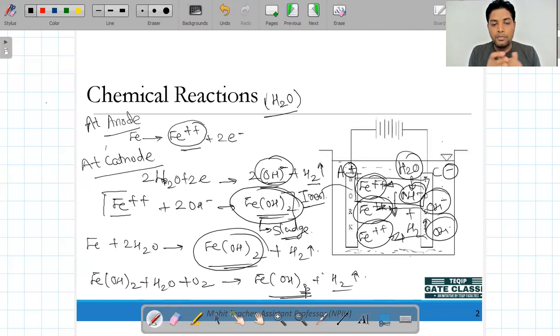Balancing is not a big problem, but the understanding is the problem. Please keep in mind that if you are using water, then the formation of iron hydroxide sludge will be there.